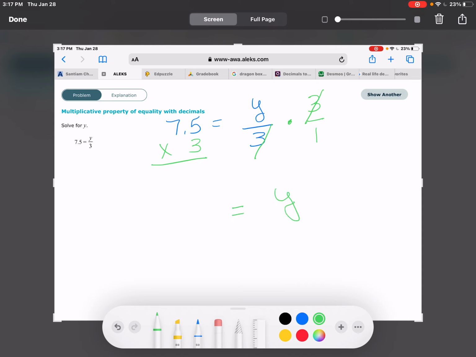This is going to be a y. 7 times 3 is 21, plus 1 is 22. I have one decimal space, so I'm going to have to move that in like that and get 22.5 equals y.